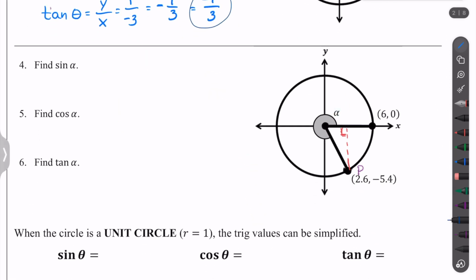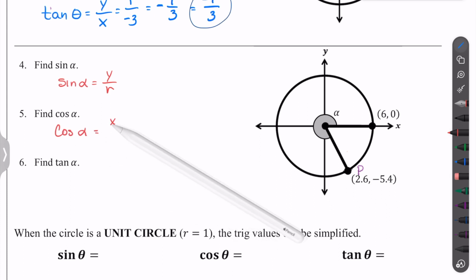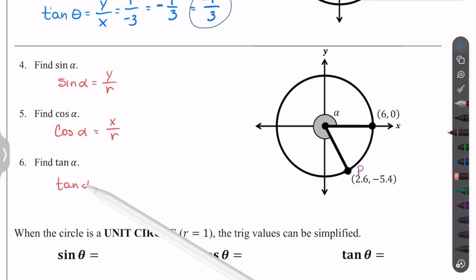Now, number 4, I'll just go ahead and do it. Hopefully you've paused it and had time to try and do this yourself. So sine of alpha, they're using alpha, that kind of looks like a fish there. Sine of alpha equals y over r. Cosine of alpha equals x over r. And tangent of alpha. And what I encourage you to do is just keep writing these things down so you get them memorized.